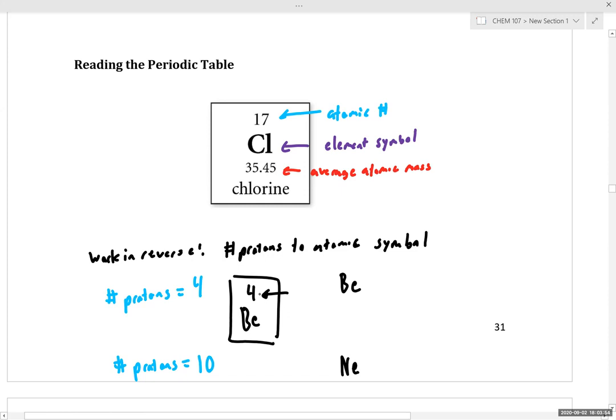Do these ideas make sense to everyone so far? Any questions on these examples? Any questions so far?